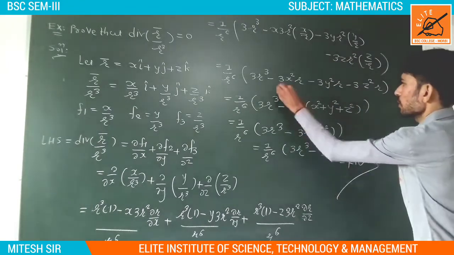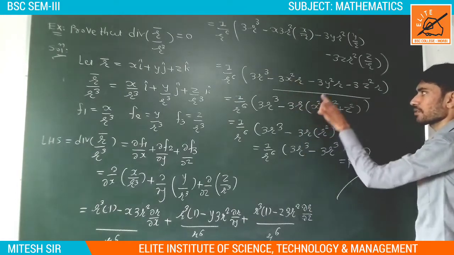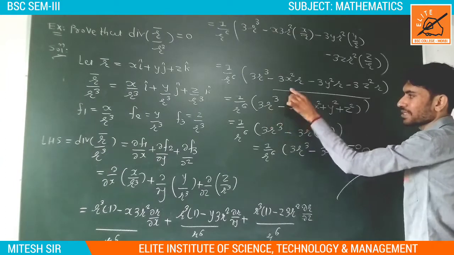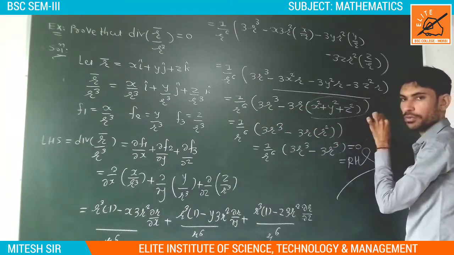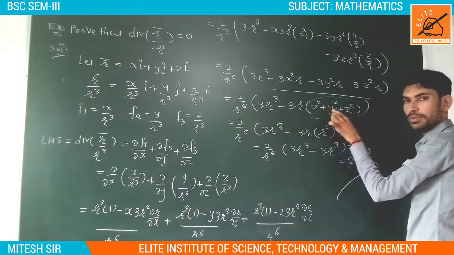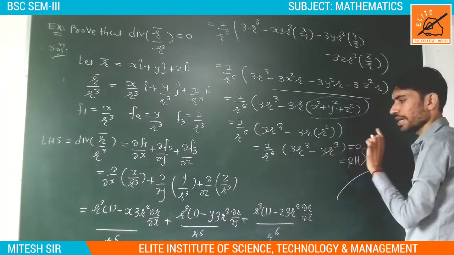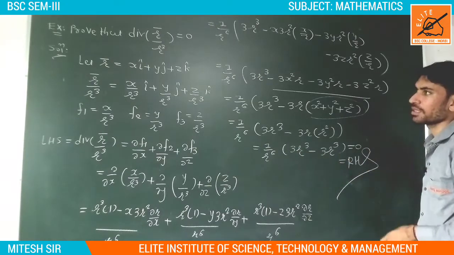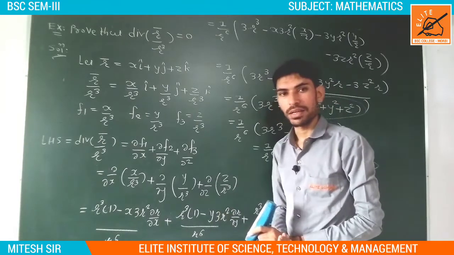Now in these three terms take minus 3r outside, so remain plus x square plus y square plus z square. So 3r cube minus 3r into x square plus y square plus z square, and this is nothing but r square. So 3r into r square is nothing but 3r cube. So 3r cube minus 3r cube, the answer is 0, and this is nothing but our RHS side. So this is the solution of our second example.